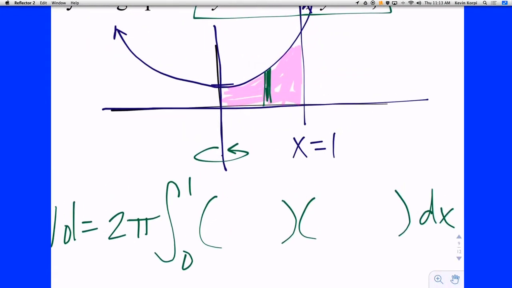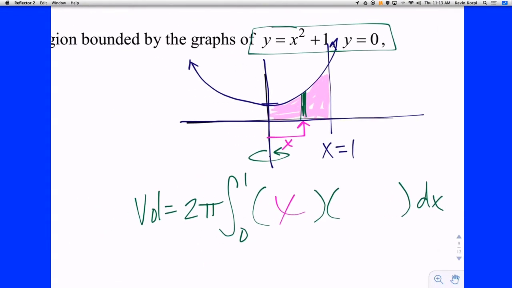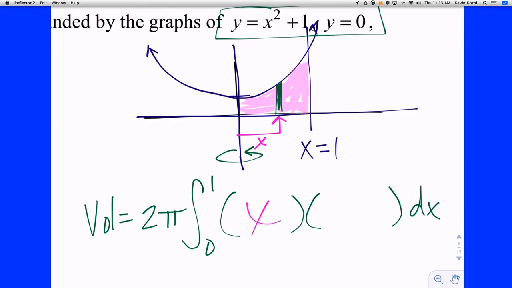Well, it's the distance from the axis to any one of those slices. Yeah, it's just x, right? When your axis of rotation is just the y-axis, then the distance off of it is just the x value. And, of course, our x values are going to range from 0 to 1. So it's just x. The height is top minus bottom. That's x squared plus 1 minus 0. Or just x squared plus 1.